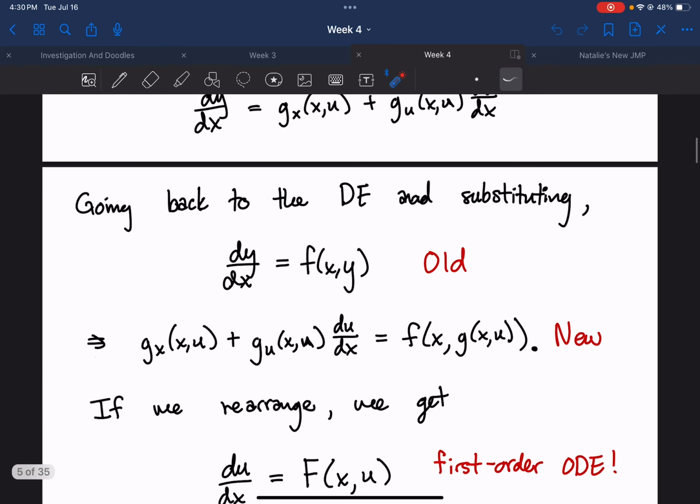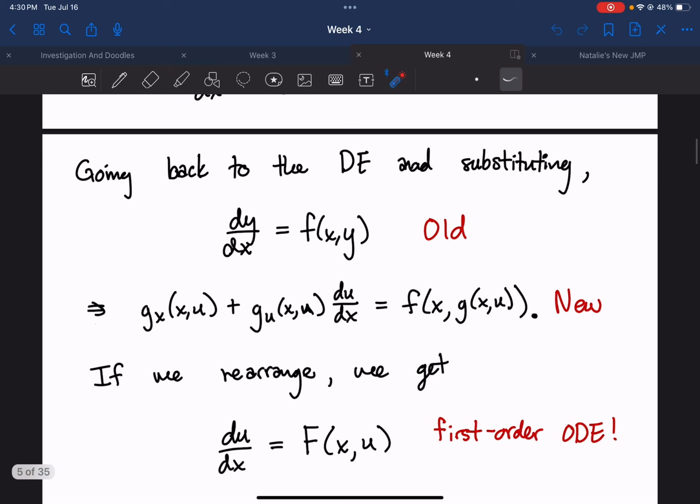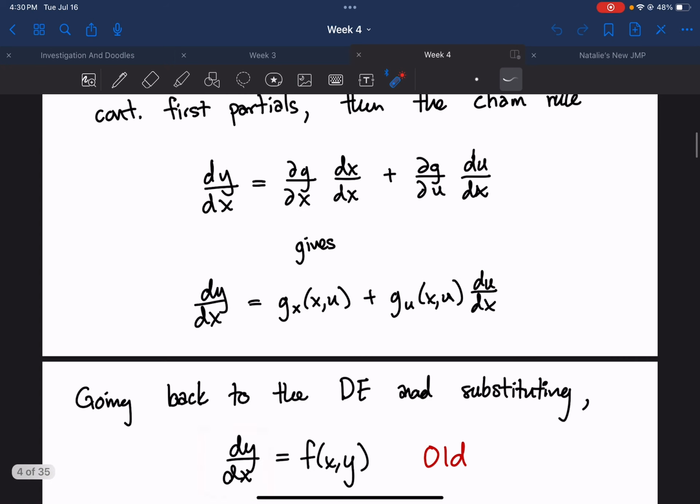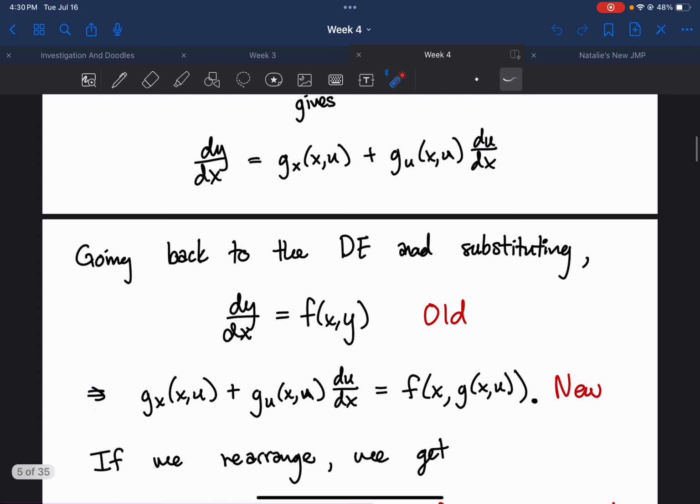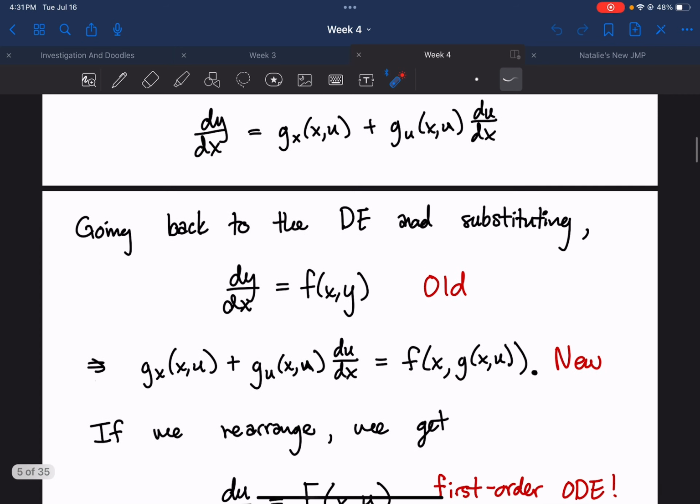So going back to the differential equation that we started with, let's substitute in y equals g of x and u, which is a function of x, into this equation. So this is our old equation. Now, we know from our previous work that dy dx becomes this creature on the right-hand side. And in f, we just substitute out the y for g. So this is our new differential equation.